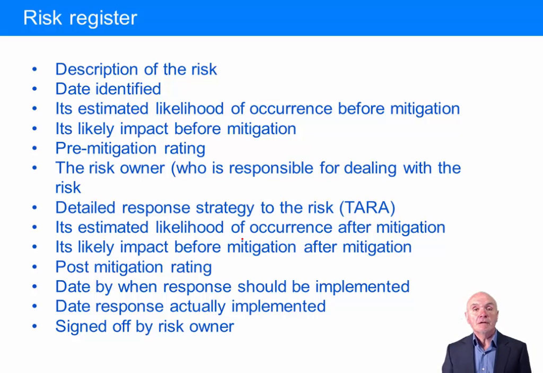This is the only way you're going to actually make use of all of this work and planning which you've carried out. So you would describe what the risk is. So the risk might be, we've seen cables going across the floor in the office, and that someone is going to trip up and break an arm. The date it is identified. And then we go through this, what we're going to do about it, is it worth doing anything about it? So the estimated likelihood of occurrence before mitigation, and indeed the impact before mitigation. So how likely is it to occur, and what damage will be done?